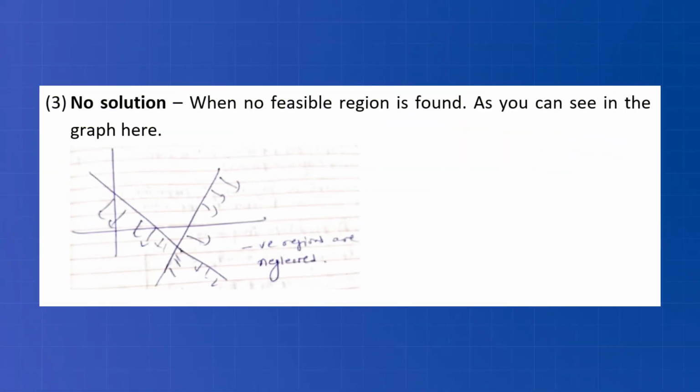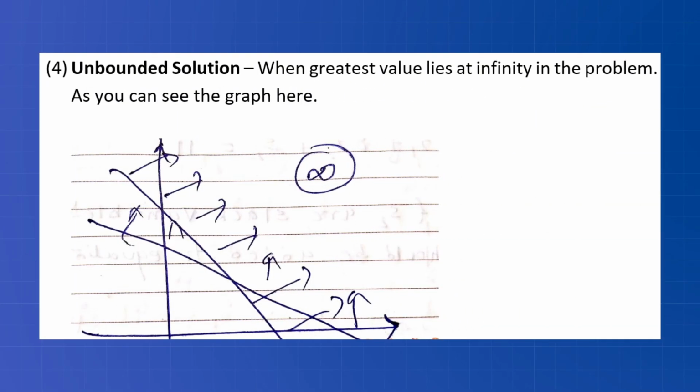The third special case is of a no solution. When there is no feasible region to be found, as you can see in the graph, the solution thus obtained would be regarded as a no solution. Next we have unbounded solution. When the greatest value lies at infinity in the problem, as you can see in the graph here, the solution would be called an unbounded solution.